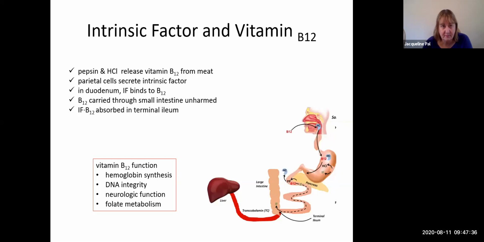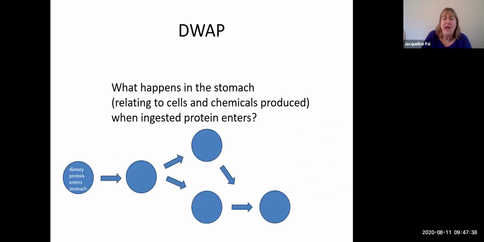At this point, I want you to fill out the little circles I've put here for what happens in the stomach: put the cells as well as the chemicals they produce when dietary protein enters the stomach. This shows you that you can make these concept maps, and for the digestive system, you really need to be making concept maps so that you understand what's happening.